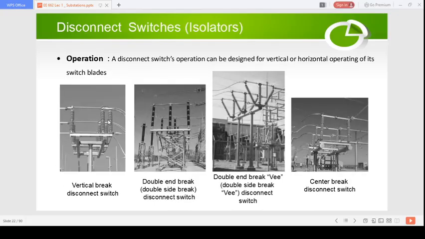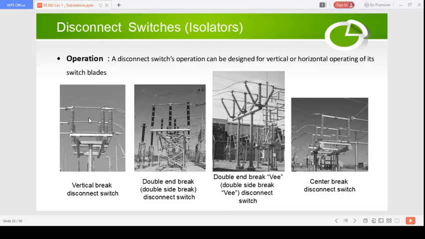Based on this operation, you have different types of these isolators in the substation. So you have the vertical break disconnect switch, shown here.